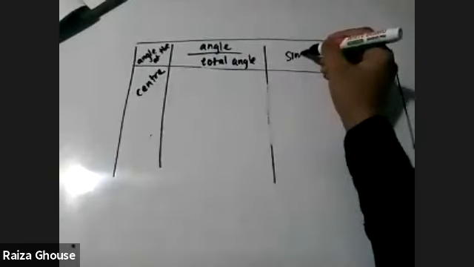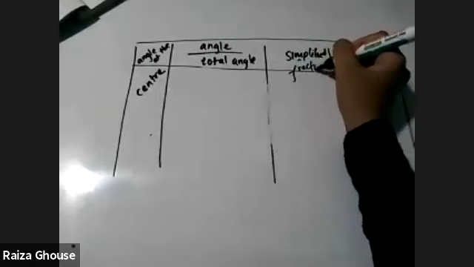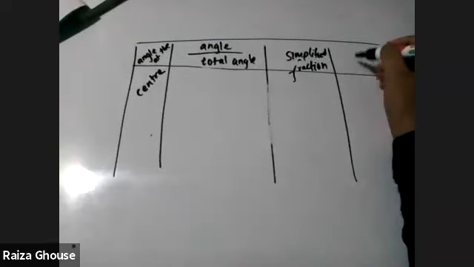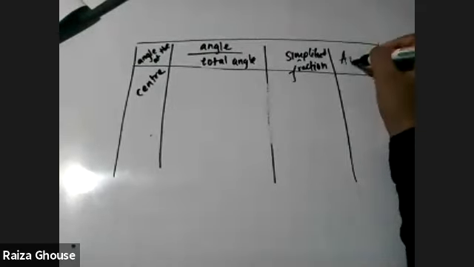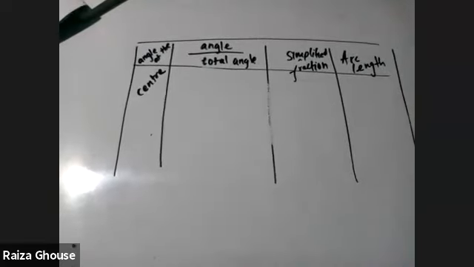Here you have to write down simplified fraction. Simplified fraction. And here, arc length. Arc length. Write down those things. Make a table: angle at the center, angle upon total magnitude, simplified fraction, arc length.